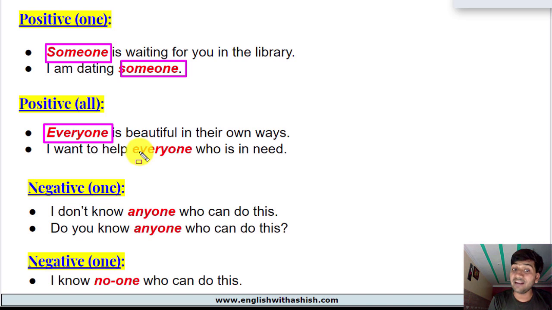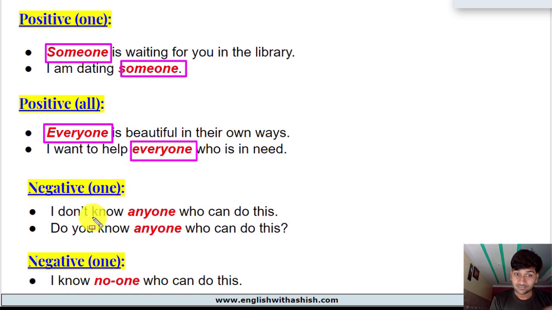I want to help everyone. I want to help everyone who is in need, right? I can't say I want to help Rahul, Max, Sia, Mia, Chia, Pia, Tia. That would be really repetitive, right? And long and lengthy, right? So I'll say I want to help everyone who is in need.